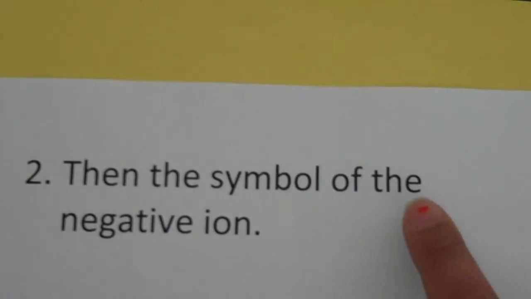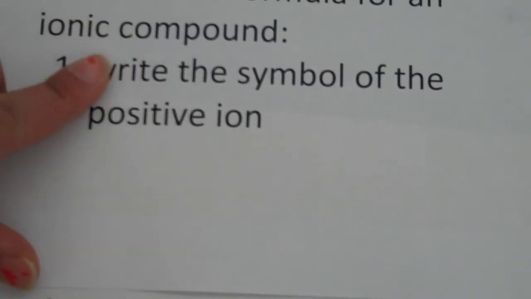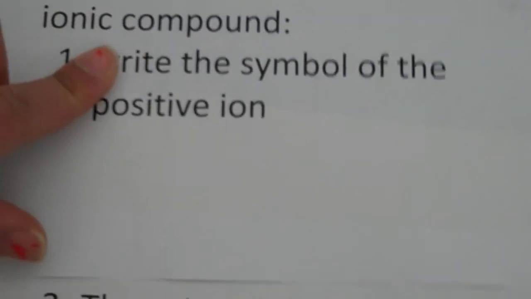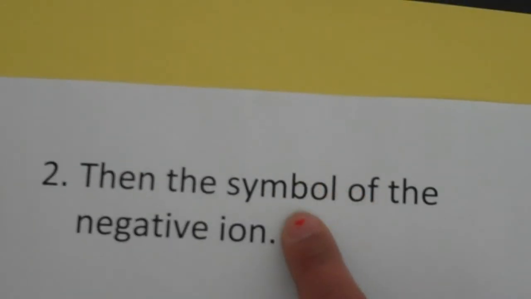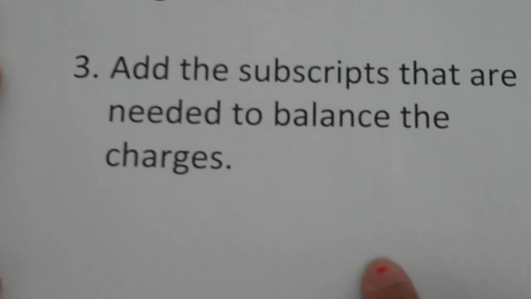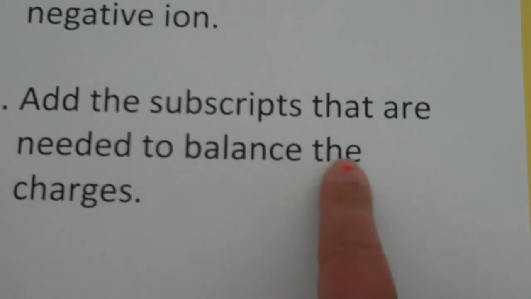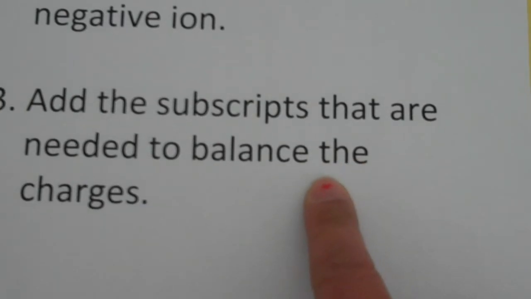So this would be, let me put these next to each other. This would be the left side of the periodic table, the metals, and this would be the right side of the periodic table, where it's the nonmetals. After you have that in order, add the subscripts that are needed to balance the charges.